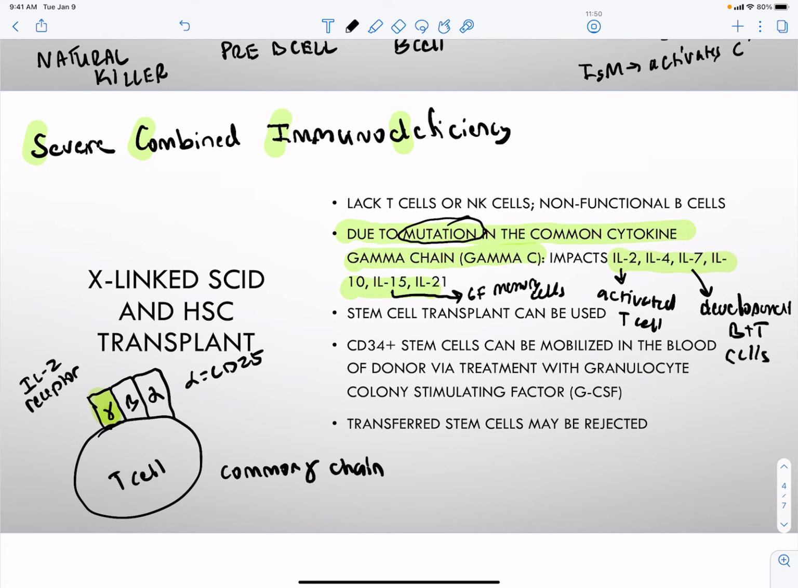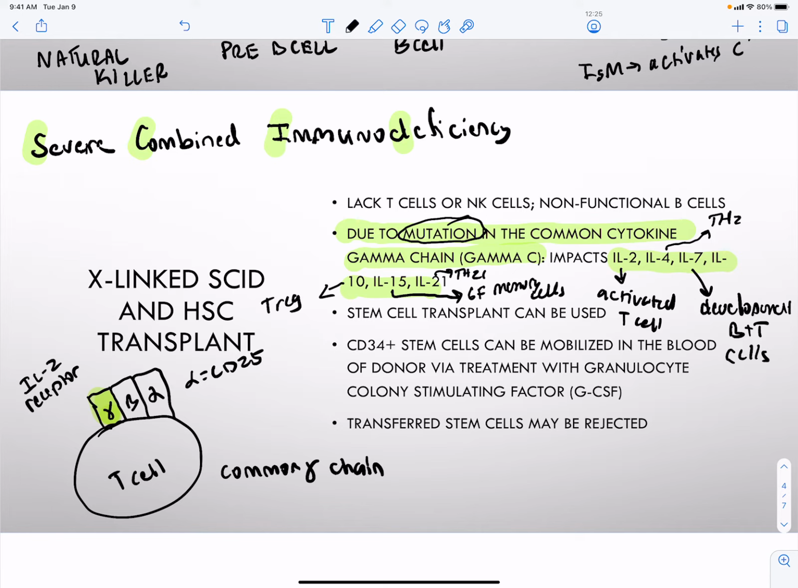IL-4 is a Th2 developing cytokine. IL-10 is important for T regulatory cells. And IL-21 is important for Th21. So those are the bacteria in your gut, for example, things like that. And so all of these processes are going to be impacted because you don't have the gamma chain. If you don't have the gamma chain, these receptors that bind to IL-2, IL-4, IL-7, etc., are not going to be able to signal.